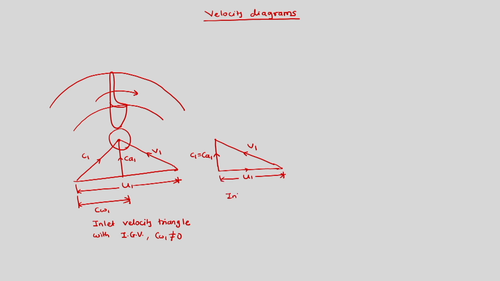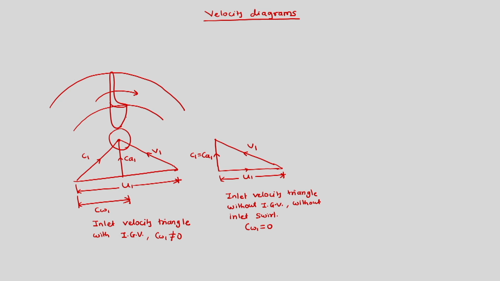Here this is again an inlet velocity triangle, but it is without inlet guide vane. It is also called without inlet swirl. Inlet guide vane brings in inlet swirl. So, since it is without inlet swirl, we have CW1 equal to 0.